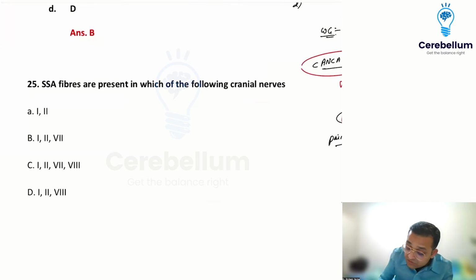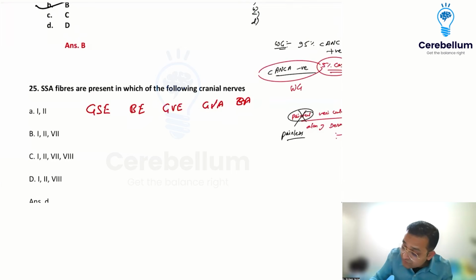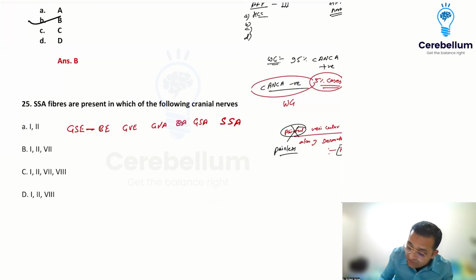Sir, the concept is gusse be gue gua ba gussa, and there is one more sassa. So these are the functional columns of the nuclei from medial to the lateral side, from middle line to the lateral side.